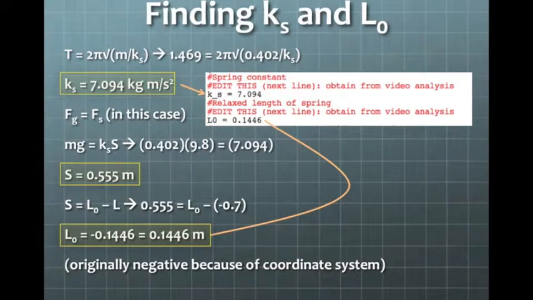Next, the following equations were used to find Ks, the stretch, and the initial length of the spring. Using the recorded data, Ks came out to be 7.094, the stretch was 0.555, and the initial length was 0.1446 meters. Please pause if you would like to look in more detail. The values for Ks and L0 were then inserted into the code shown on this slide.